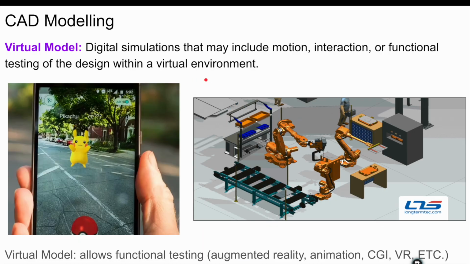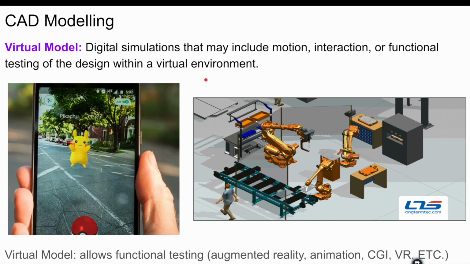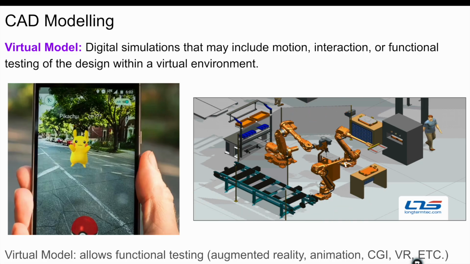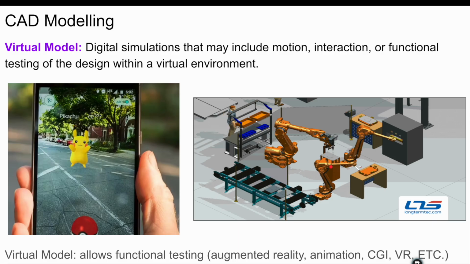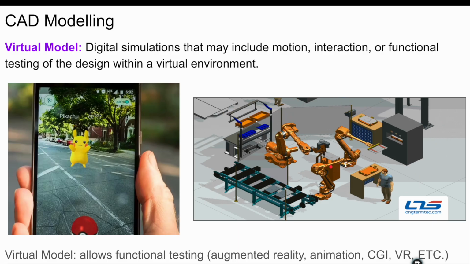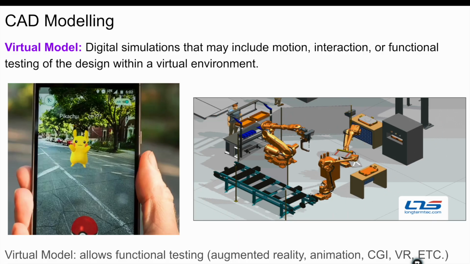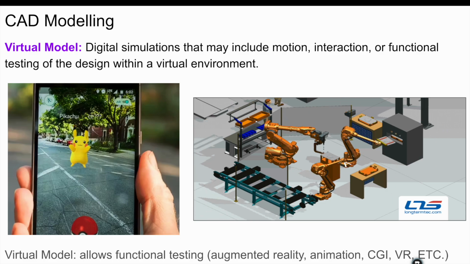Virtual models are digital simulations that may include motion, interaction, or functional testing of a design within a virtual environment. So for instance, this animation right here, it gives a good understanding of the workplace envelope of these robots so that the human technician is not getting into any sort of safety problems with the robots themselves.